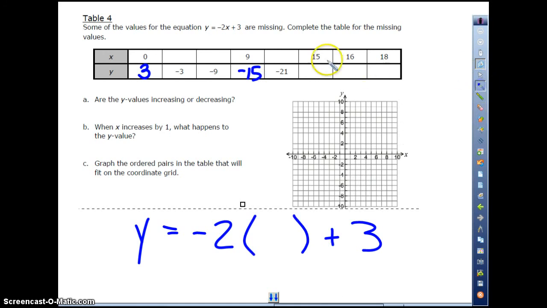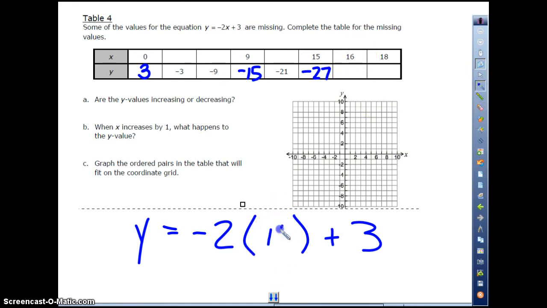Let's try again. Let's put in 15 for an x. We've got a 15 for x right here. -2 times +15 is -30. -30 plus 3? Yeah, that's -27. Oh, let's do that again.